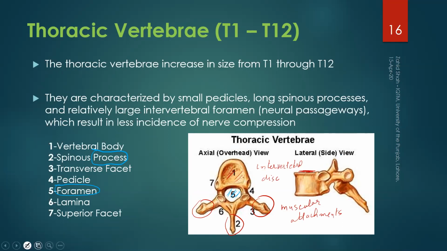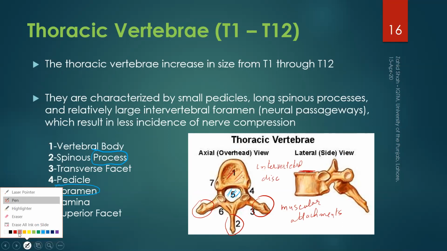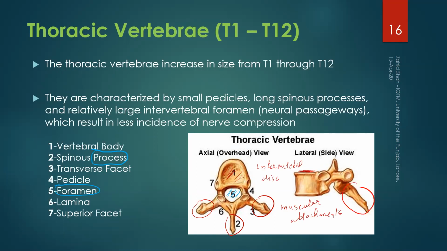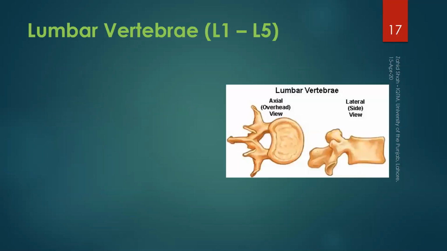In the lateral view or side view, you can observe similar things, these projections for muscular attachments. And these points on the side also make the joint with the adjacent vertebra. These are called facet joints. But as a whole, the structure of the thoracic vertebra is very different from the cervical.